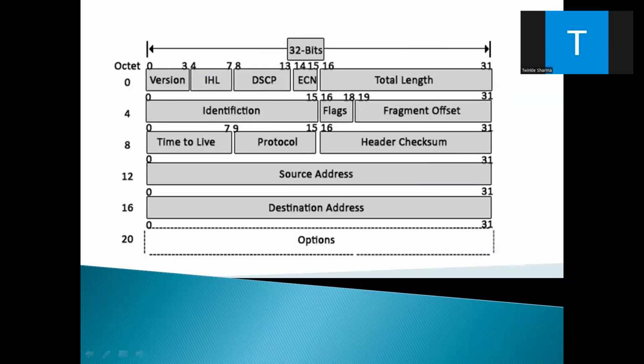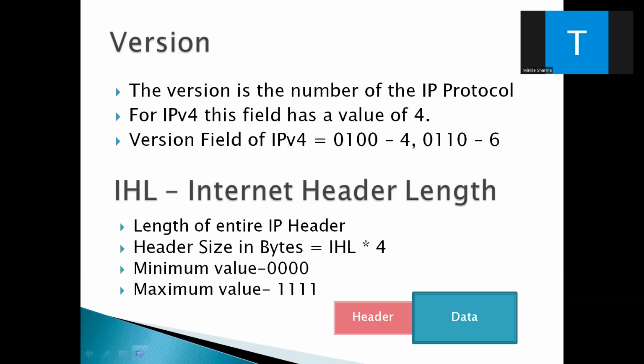Then our first topic is version. The version is the number of the IP protocol. For IPv4, this field has a value of 4. For IPv6, this field has a value of 6. The version field of IPv4 is equal to 0100, and the version field of IPv6 is equal to 0110.